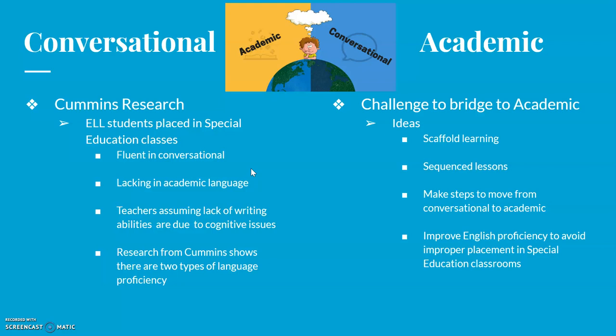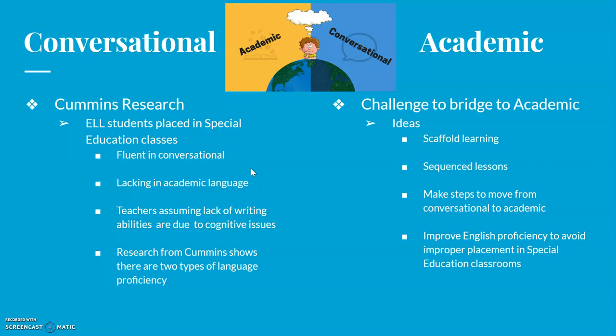Cummins' research on conversational and academic language for English language learners shows that a large number of ELL students are misplaced into special education programs. Students show that they are fluent in conversational English, but they are lacking academic English. Schools assume that these students lack cognitive skills because of their writing. Cummins worked to show that there is more than one type of language proficiency.